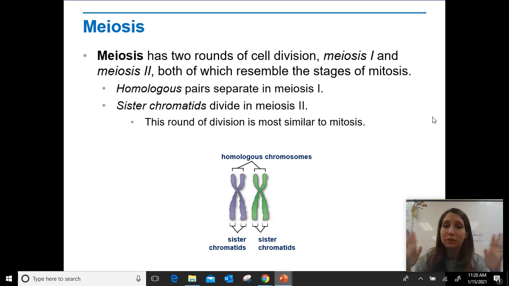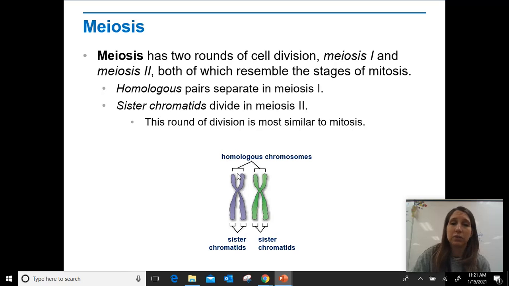So the division of those sisters, the pulling apart of those in meiosis 2, most closely resembles what we saw already in chapter 11. So you can think of meiosis 2 as essentially being the same as mitosis with a few slight differences. Okay, I like the diagram here at the bottom because I think it helps to distinguish between what's a sister chromatid and what's a homologous pair or a homologous chromosome.